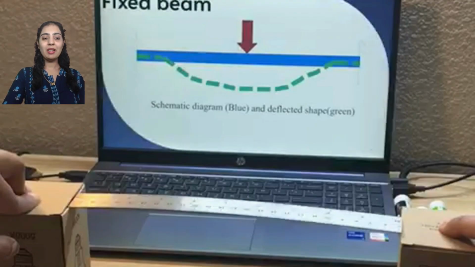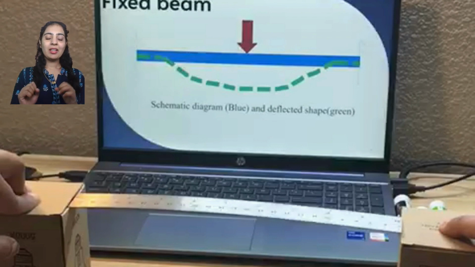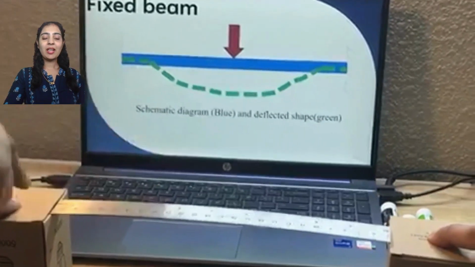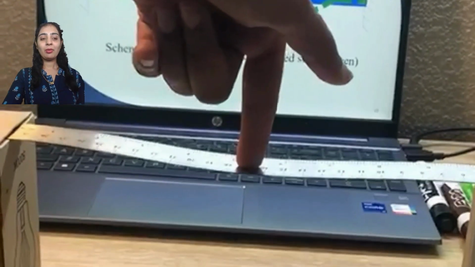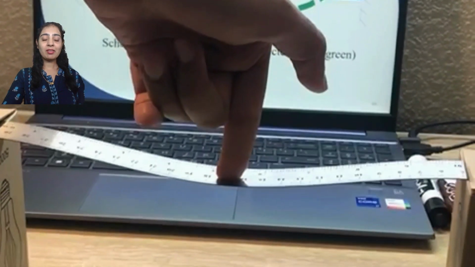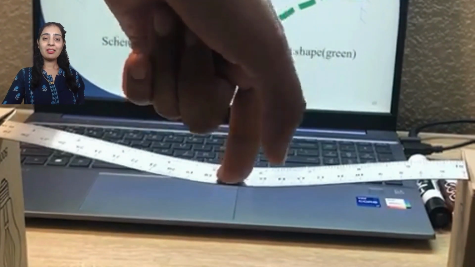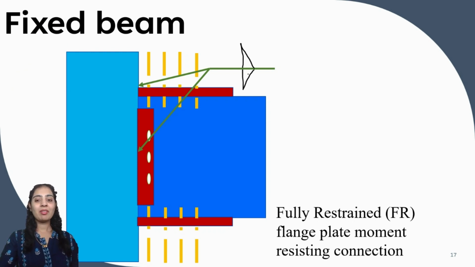So, this is the example. I have created a fixed support and tightly held the ends of the beam and applied a point load at its center. So, observe the deflected shape of the beam. It is fixed at the ends, but there is downward deflection at the center. This is the example of fixed support.